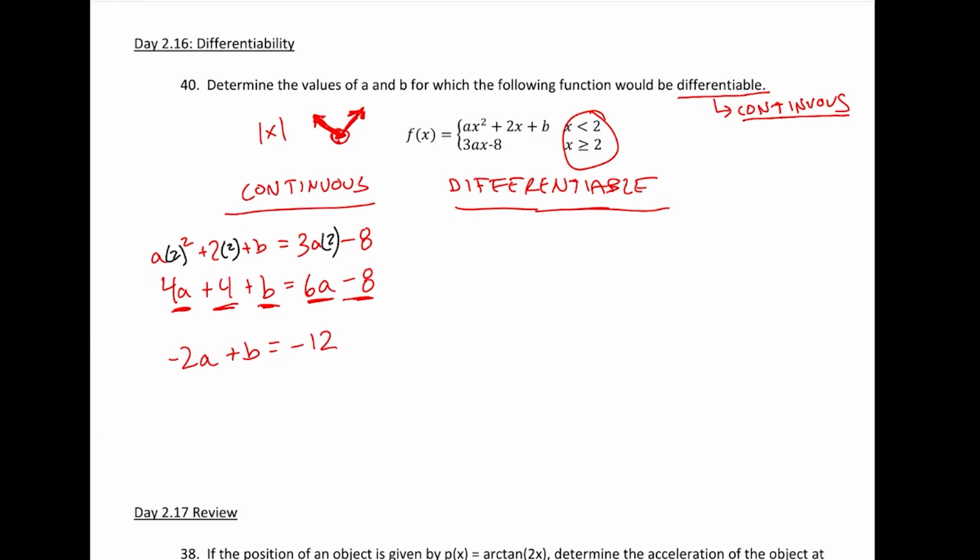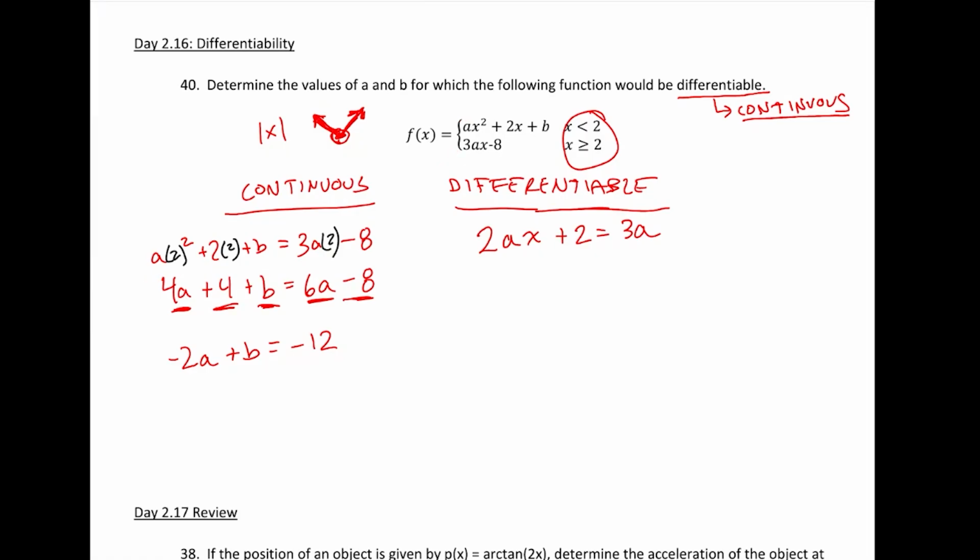So let's set those two derivatives, which are the equations that represent the slope, equal to each other. So 2ax plus 2 should equal 3a. Yeah, just 3a. But just like with the continuity argument, with differentiability, we really are only checking that it's differentiable at 2. We don't need to check the rest of it. This first function is a quadratic and the second is a linear. We know those are going to be differentiable everywhere they're defined.